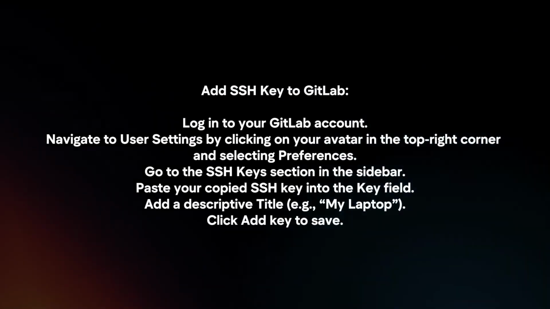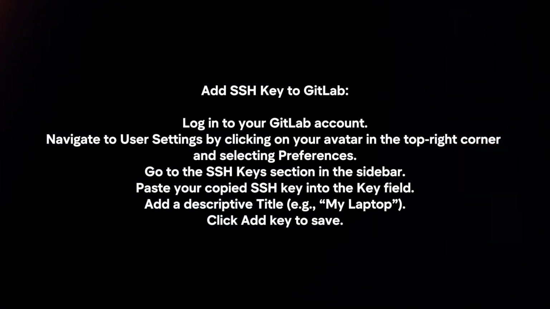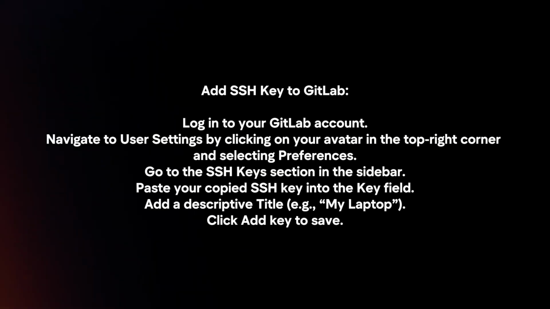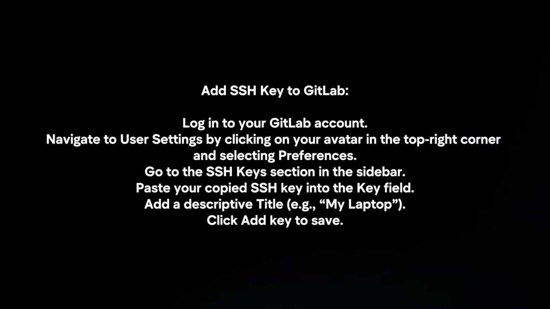Add SSH key to GitLab. Log into your GitLab account. Navigate to user settings by clicking on your avatar in the top right corner and selecting preferences. Go to the SSH key sections in the sidebar.